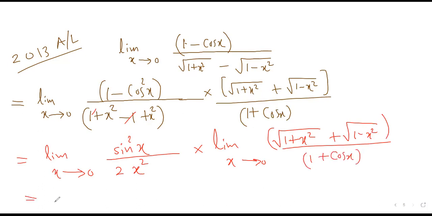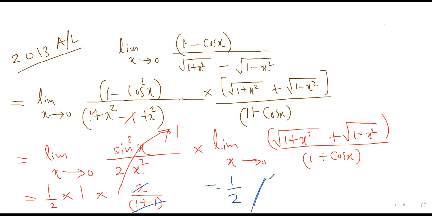Now if you take half out, this part is going to 1, into, now in the second part, if x is equal to 0, root 1 plus root 1 is 2. 1 plus cos 0 is also 1 plus 1, that is 2. The 2s cancel. Then the answer is half.